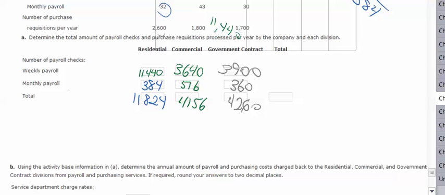In part B, I guess they ask us for the grand total of all the checks, and so we can take the 11,824 plus 4,156 plus 4,260. So that's 20,240. And the reason we'll need that number is that's the total number of checks. We have to take the total payroll cost divided by the total number of checks, and then we know what the cost per check is.